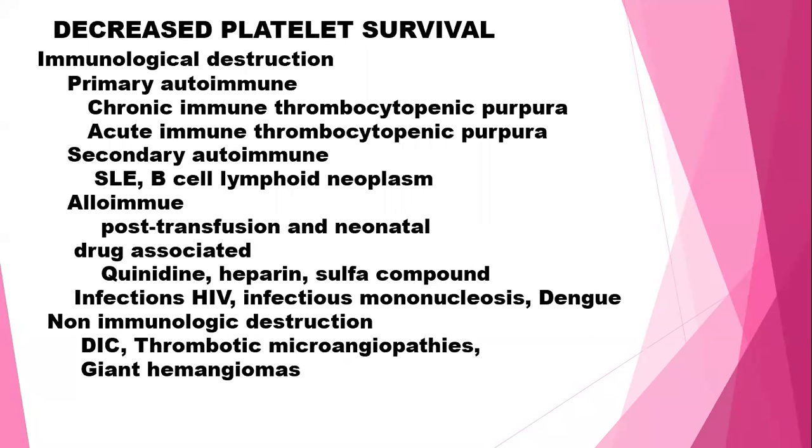Now, the decreased survival of platelets. They are produced but cannot survive. Number one, the immunological destruction, which may be primary autoimmune, and the diseases are chronic immune thrombocytopenic purpura and acute immune thrombocytopenic purpura. Secondary autoimmune, secondary to SLE, systemic lupus erythematosus, and B-cell lymphoid neoplasm. Alloimmune causes are post-transfusion and neonatal.